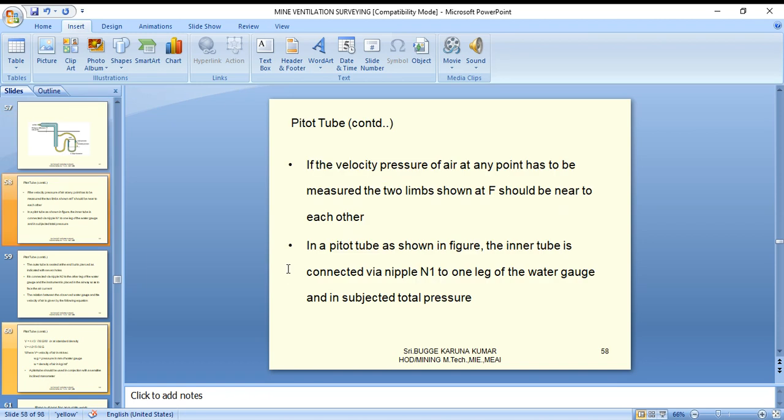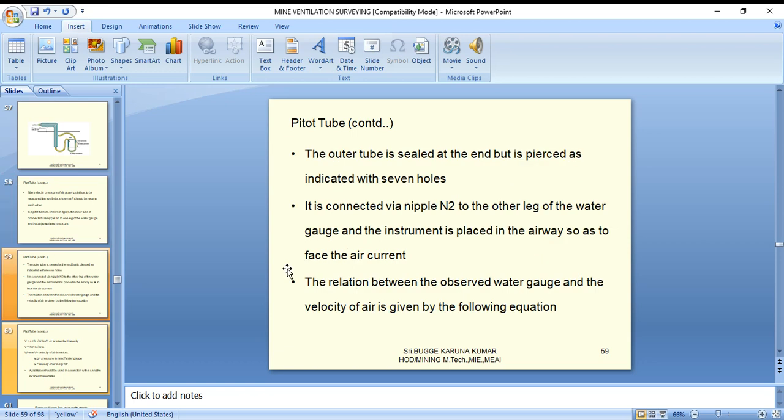If the velocity pressure of air at any point has to be measured, the two limbs shown at F should be near to each other in a Pitot tube as shown in the figure. The inner tube is connected to one leg of the water gauge and is subject to total pressure. The outer tube is sealed at the end but is provided with 7 holes. It is connected by a nipple end to the other leg of the water gauge. The instrument is placed in the airway so as to face the air current.